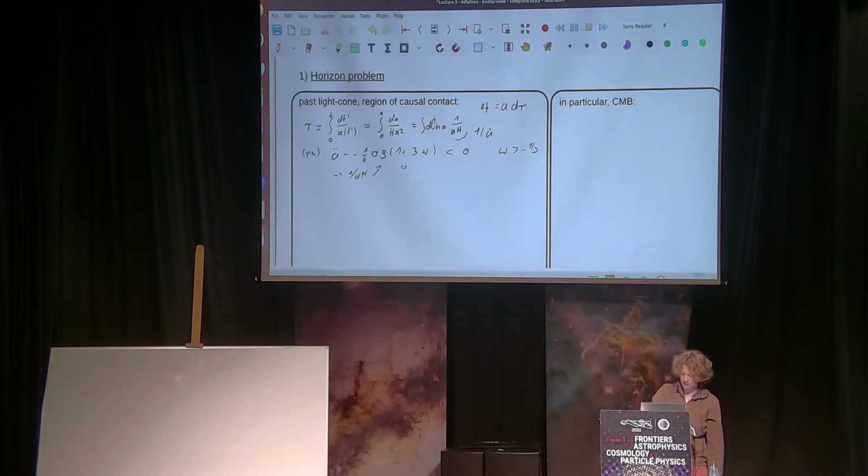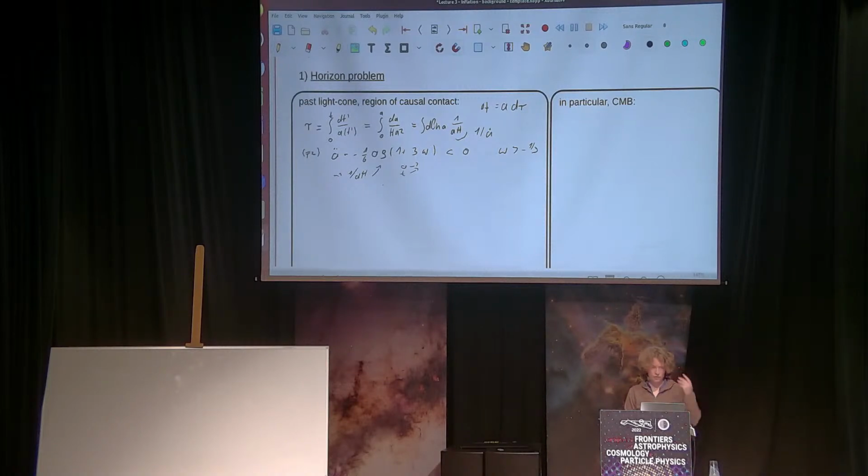So as the universe expands and T increases, this argument increases, which means that the fraction of the universe which is in causal contact increases continuously with time. That's what we compute out of that. And then you may say, okay, this is kind of intuitive. Of course, the fraction of the universe that we can see, our past light cone, increases with time.